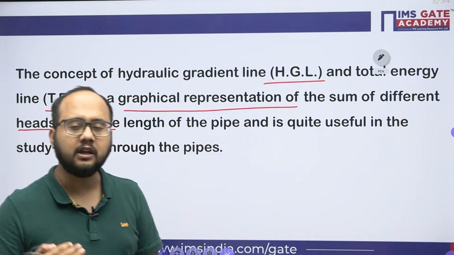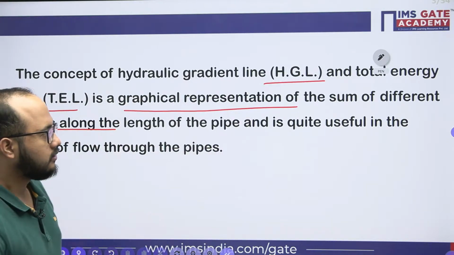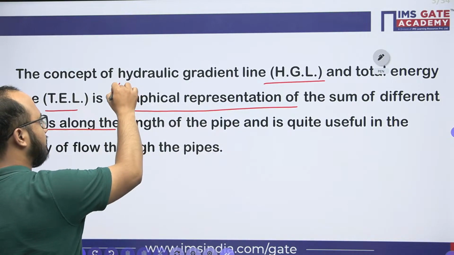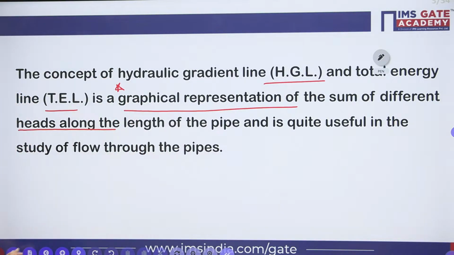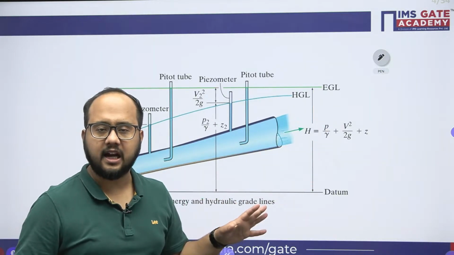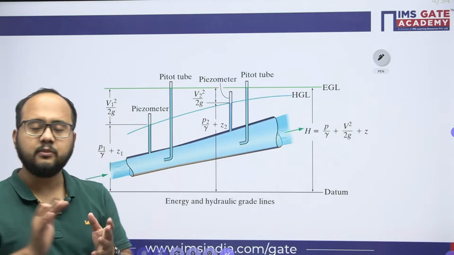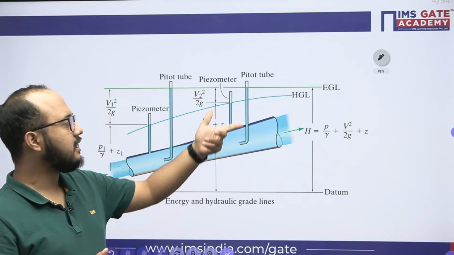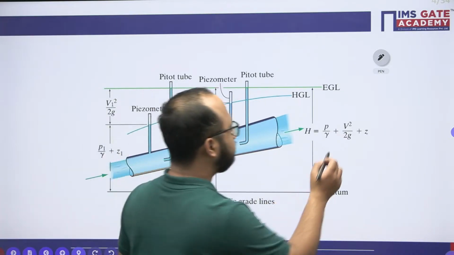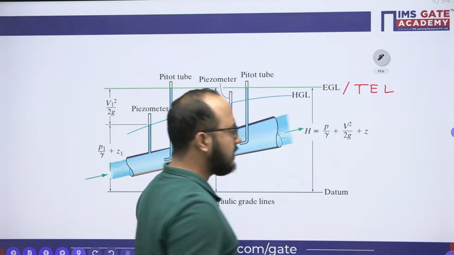Now one by one we will discuss HGL and then TEL also. This is the most important point, the graphical representation. You should understand this thing. Now see, this is the general diagram in which we will have HGL and TEL. From this diagram you can understand what HGL is and what EGL, the energy gradient line, or TEL, the total energy line, is.